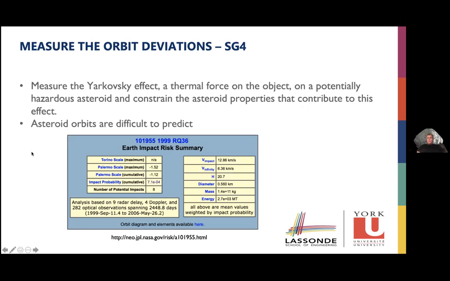Okay, so this is an interesting one. This is about the security part of OSIRIS-REx, so measuring the orbit deviations. So there's a couple of interesting effects. One's called the Yarkovsky effect, which is the main one we'll talk about here, and a related effect called YORP, which has to do with the asteroid spin rate changing, that have to do with how the asteroid heats and cools from the sun.